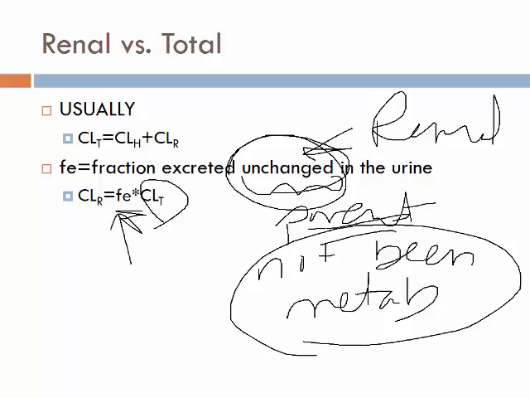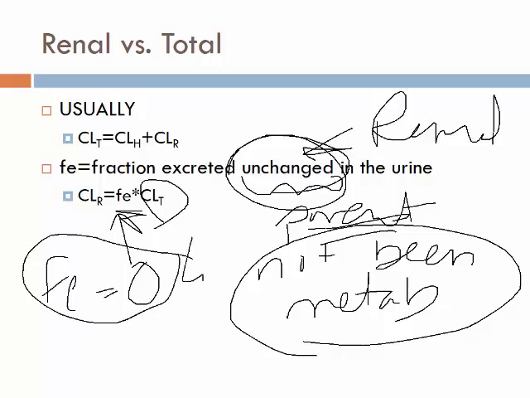So if we know the Fe, the fraction that is excreted unchanged in the urine, if it is 0, that means we're going to assume that it's totally cleared by the liver, because none of the drug is coming into the urine as parent drug. It's all being metabolized, therefore it's all cleared by the liver. If Fe is 1, that means 100% of the drug is being found in the urine unchanged, which means 100% of it is cleared by the kidney.